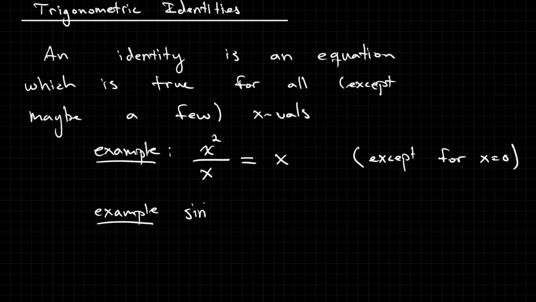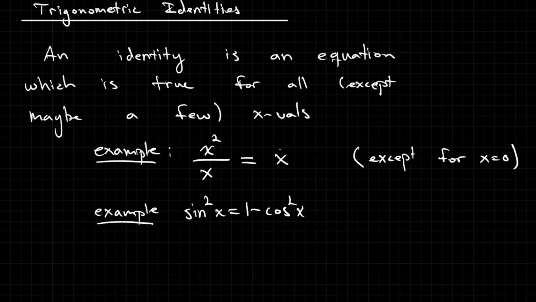Also, sine squared x is 1 minus cosine squared x. This is true because the Pythagorean identity says sine squared x plus cosine squared x is 1 for all x.